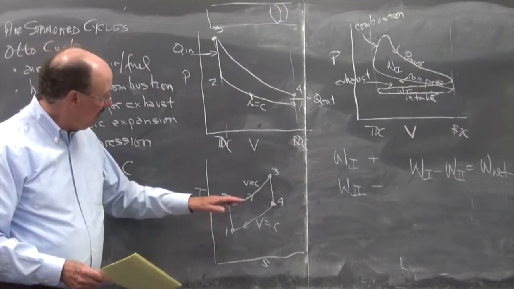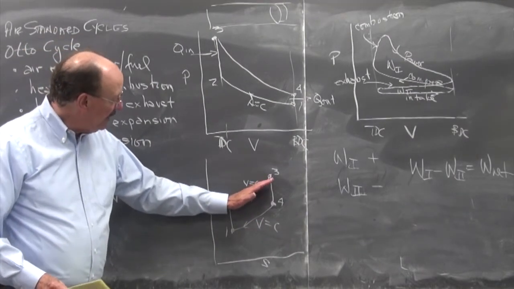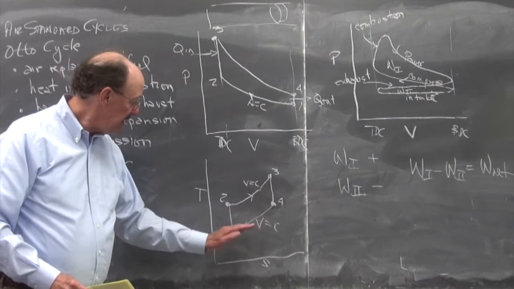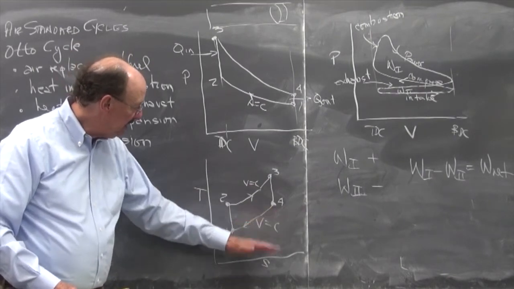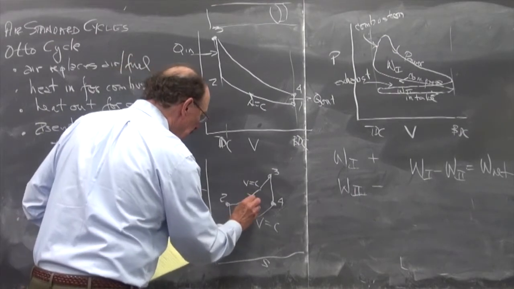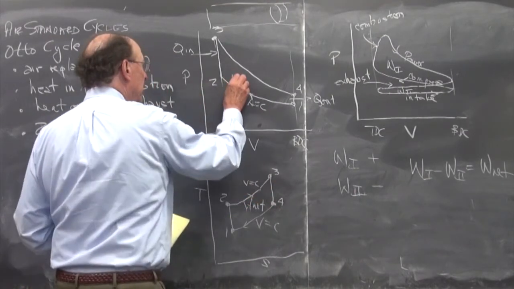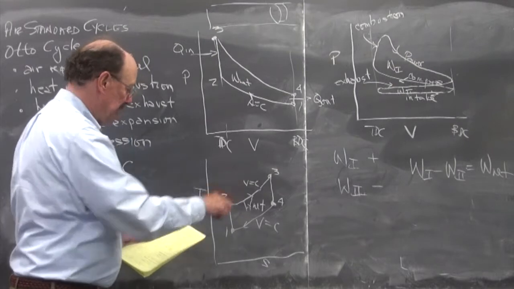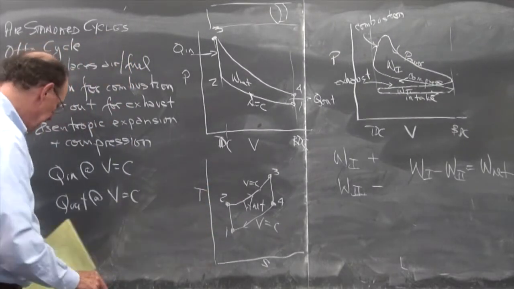And the advantage here is obviously the area under the curve from 2 to 3 is the heat in, the area under the curve from 4 to 1 is the heat out, and this is the net work, so we can see that directly. This is the net work as well here, but I find it easier to see.